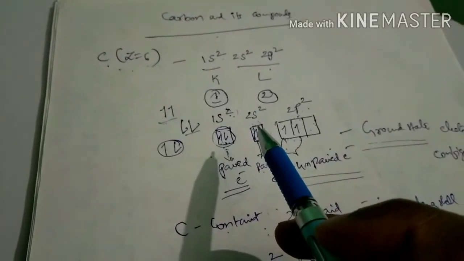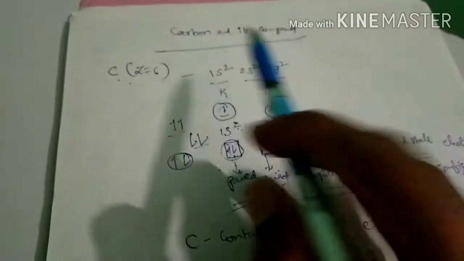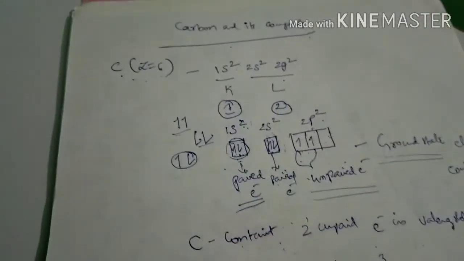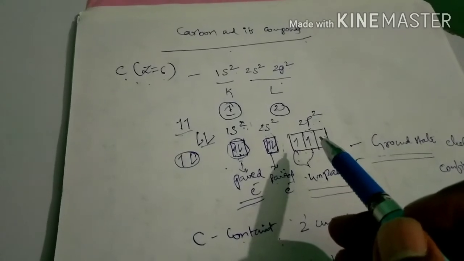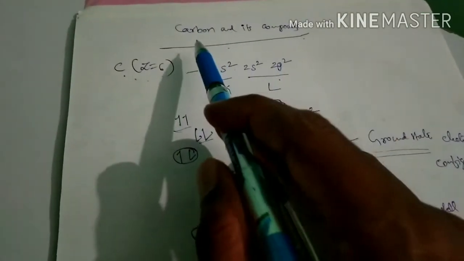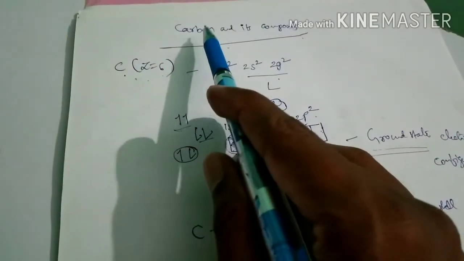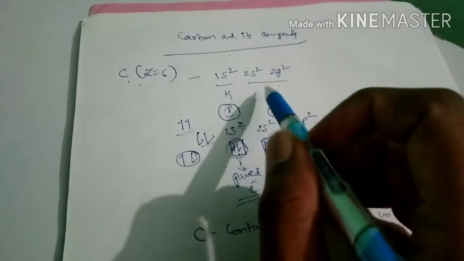Good morning, students. This is the fourth chapter in the chemistry part, that is carbon and its compounds. This is a very important fundamental chapter in chemistry. Here we have to know first about carbon, then about its compounds.